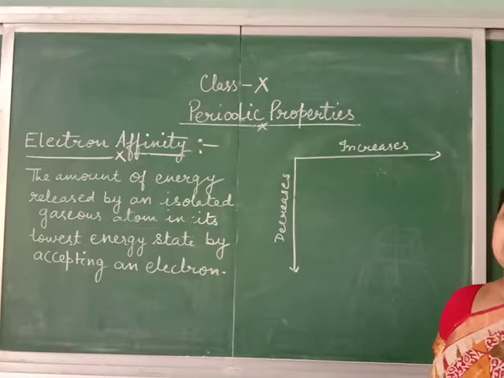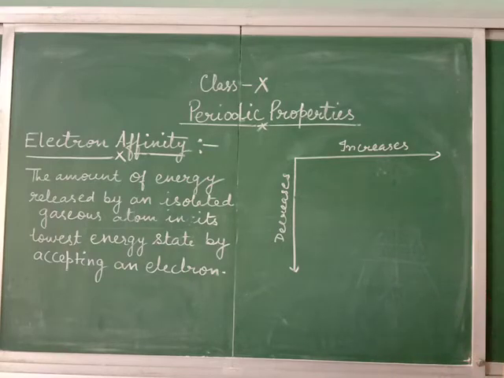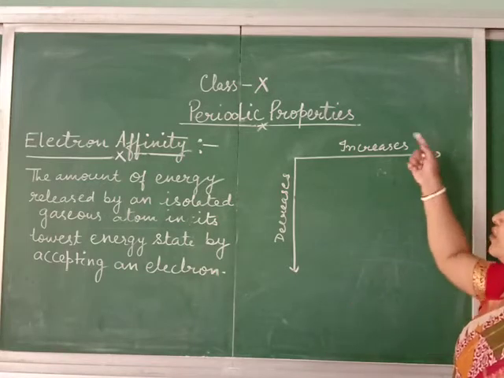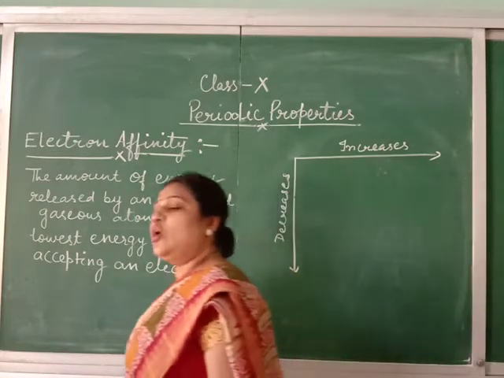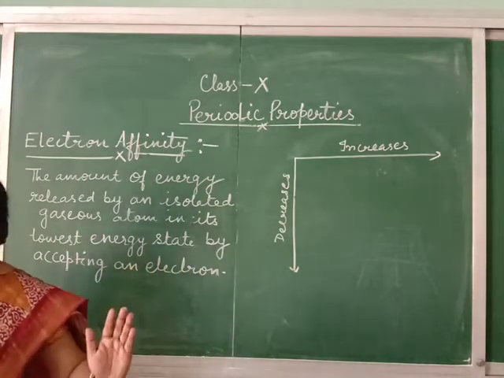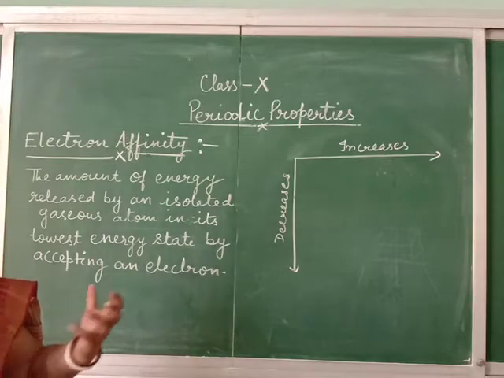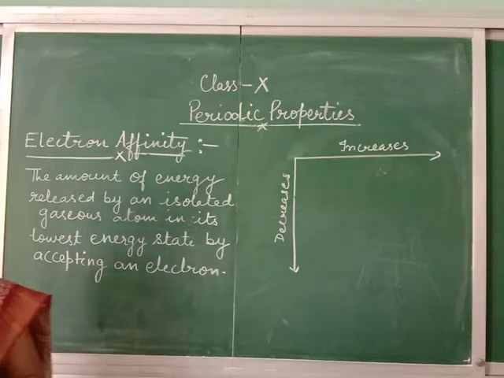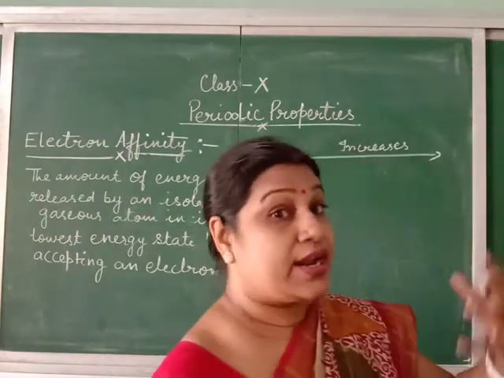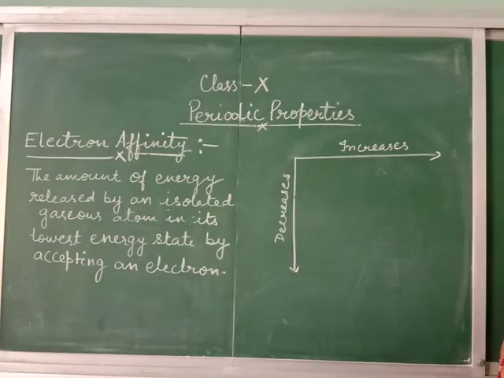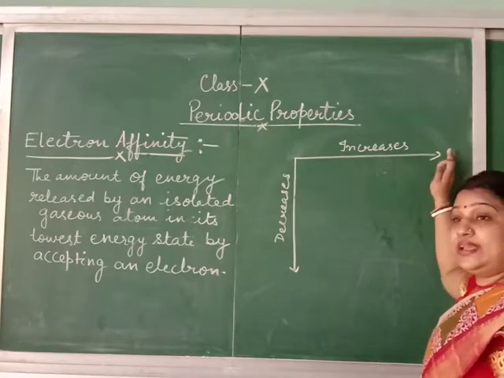Due to this nuclear charge, the nucleus pulls the electrons more strongly. Because the nuclear charge increases, the tendency to gain an electron increases. The tendency to gain an electron is higher because nuclear attraction increases, and when nuclear attraction increases, more energy is released at the time of accepting an electron. So the electron affinity increases.